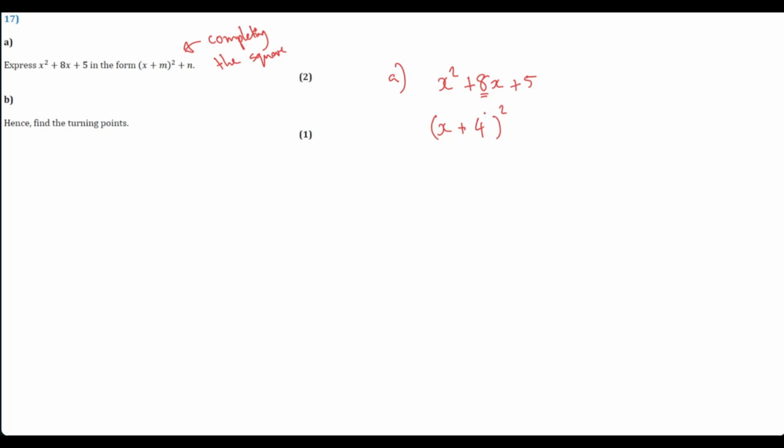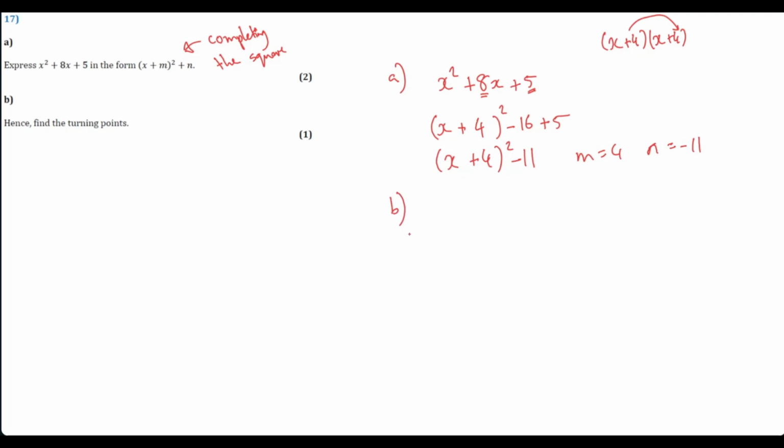Now, if I was to square these brackets, which would be double brackets, eventually what would happen, I would times the 4 by the 4, which will give me 16. But the problem is, there is no 16. There is a positive 5. So you remove what you don't want and you add what you do want. So this would then become (x plus 4) squared minus 11. And that's actually finished. So m is equal to 4 and n is equal to negative 11.